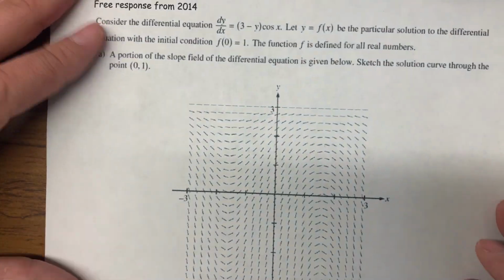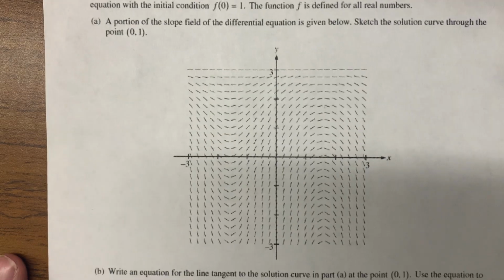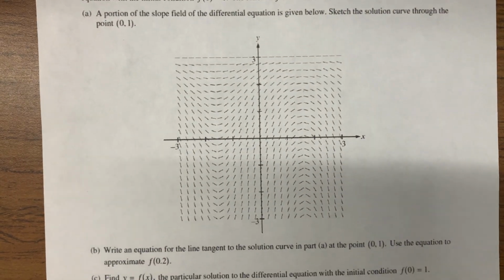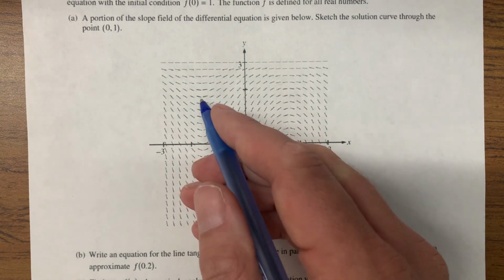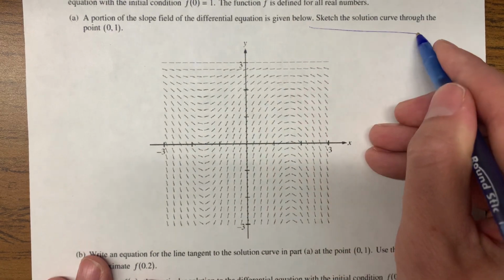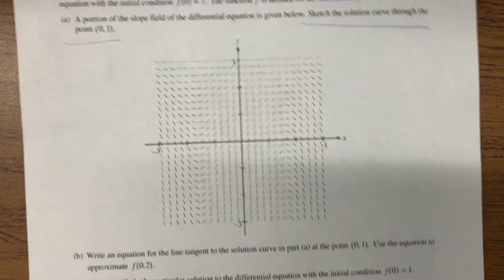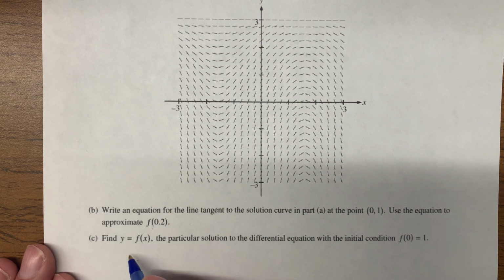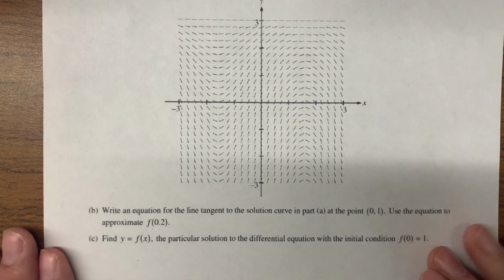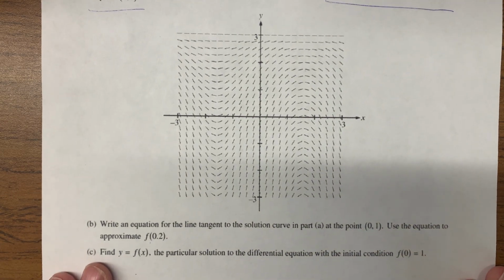Now, I would like you to try a full free response on your own. Set a timer for 15 minutes. Oh man, I want to zoom out just a little bit. I'll attach the document. Try to get as many points on this as you can. Do all 3 parts. Part A is to sketch a solution curve going through the point. B is to write an equation for the tangent line and approximate f of 0.2. And part C is find the particular solution. So try this on your own, pause it, print out the page, try to do it on your own.